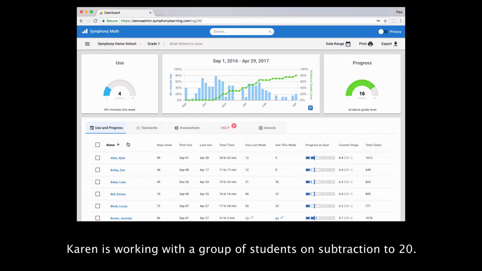My name is Karen Walsh-Fortin, and I am the math specialist at Florence Sawyer School in Bolton, Mass., and I teach grades kindergarten through 8th grade.